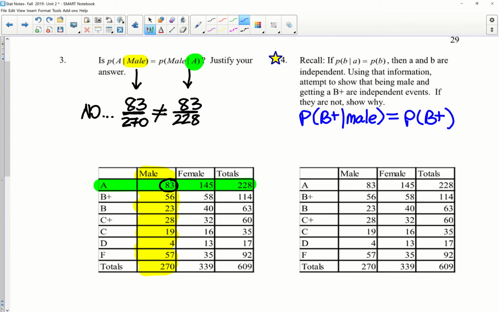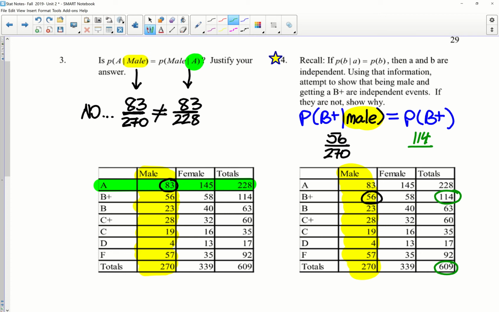All right, so left-hand side, the condition is that we're looking only at the males. So I got 56 of them over 270. All right, 56 B pluses out of 270 males. Now I'm just looking for B pluses in general. So I grab all my B pluses and the grand total.